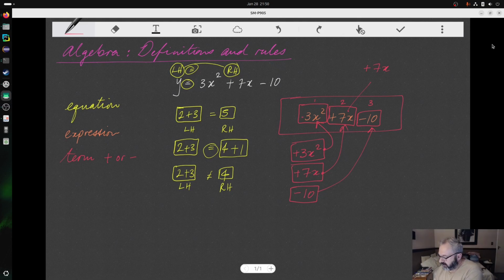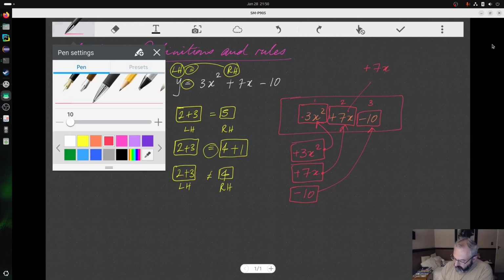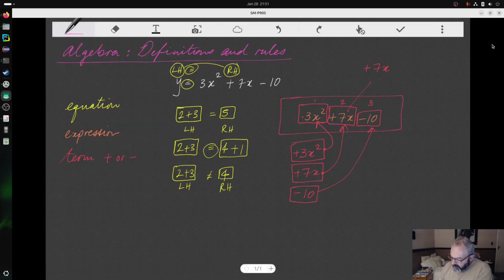And notice now that the term is not separated by a multiplication. I cannot say one of the terms is a plus 7 and another one is the x. Doesn't work like that. Be very careful. The terms are separated by a plus or a minus. Okay, now let's move on. Our next definition is what we call a coefficient.